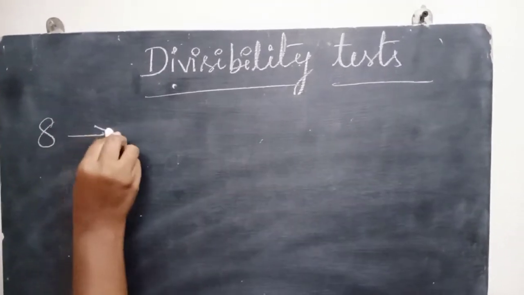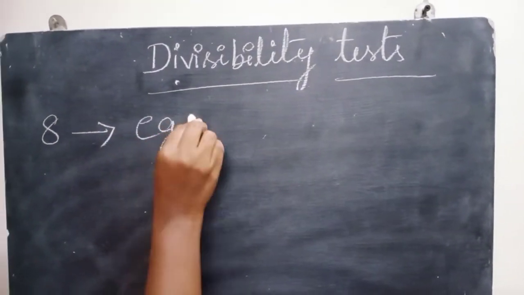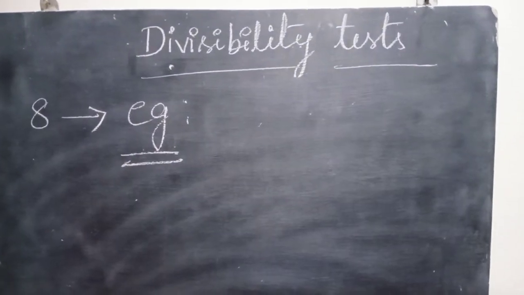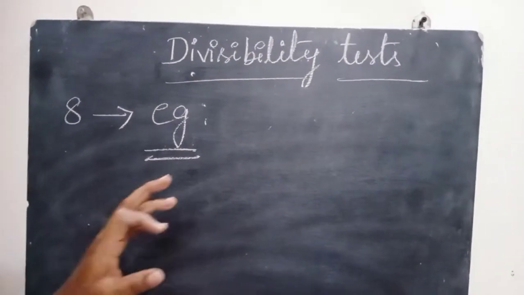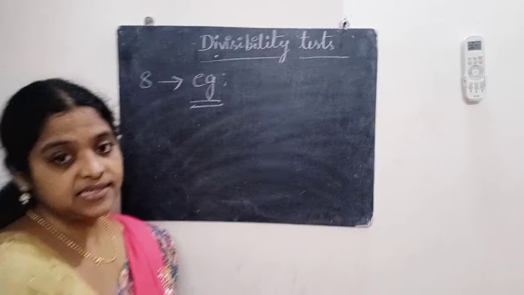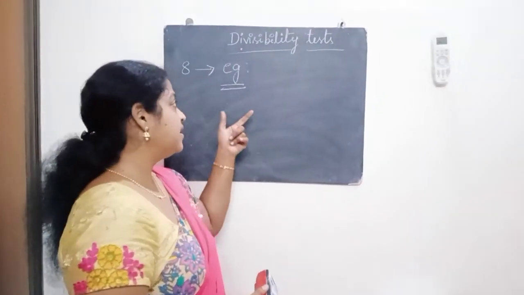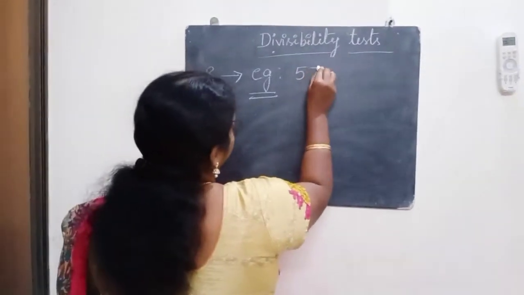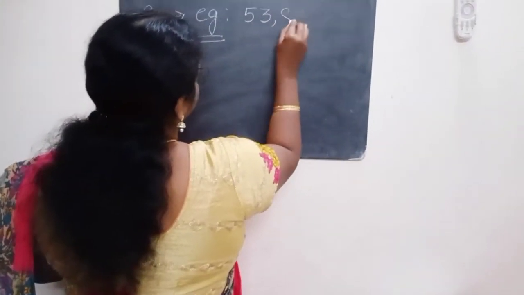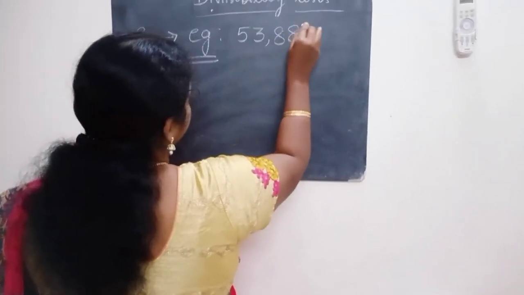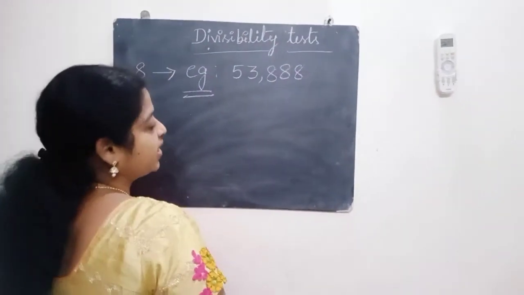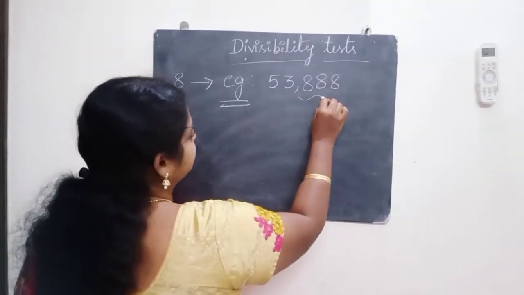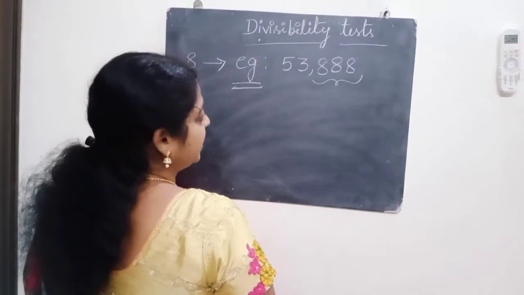Now rule number 8. What is the rule, children? The last 3 digits should be divisible by 8. Here I can write 53,888. Okay, last 3 digits: 888.